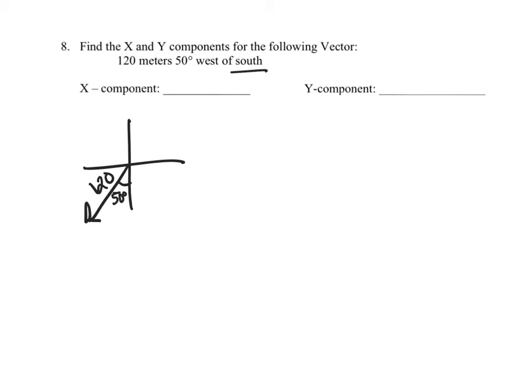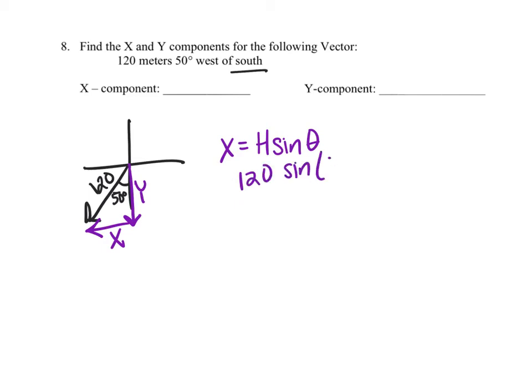Now we want to turn this into a triangle by going down and then over. x is your horizontal side, y is your vertical side. So this time x is across from our angle, so we're going to use sine, so it'll be hypotenuse times sine of our angle. So 120 sine 50, and that will equal 77.1, and we're going to make that negative since this is going to the west.